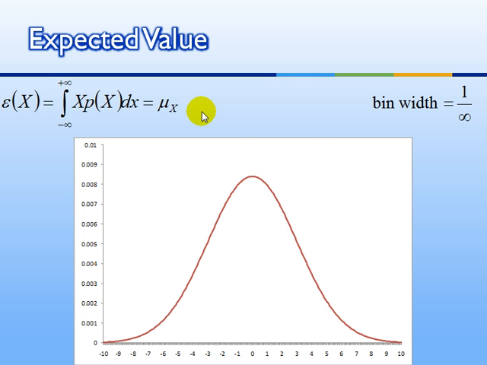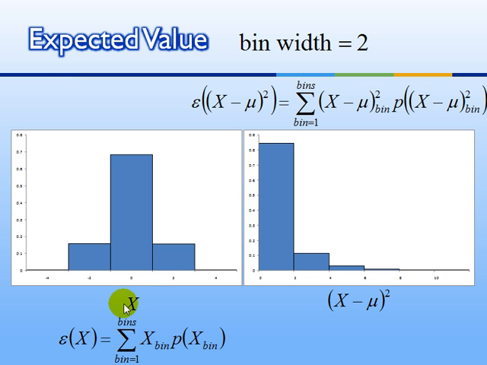We're going to do the same thing with variance. Here we have on the left the value of x, the original distribution, and on the right we have x minus the mean squared. So here's our equation. The expected value of x is every value of x times the probability of x. Likewise, the expected value of x minus mu squared is the value of x minus mu squared times the probability of x minus mu squared.